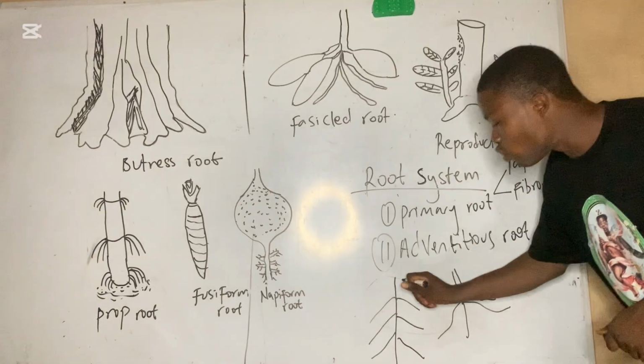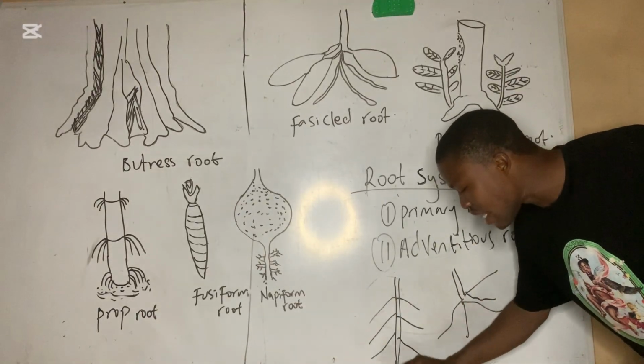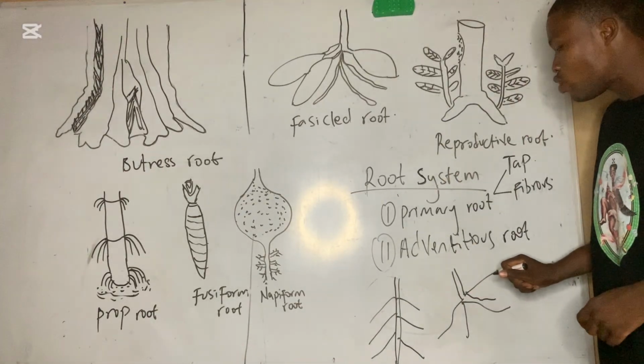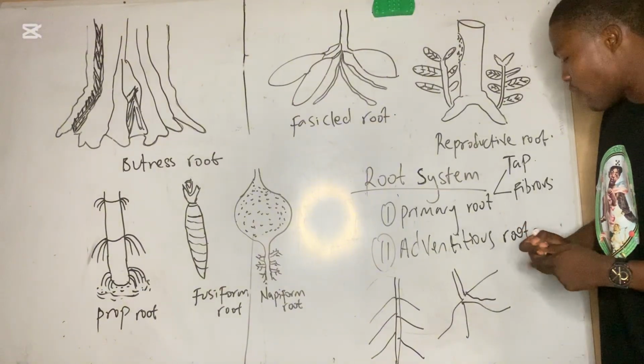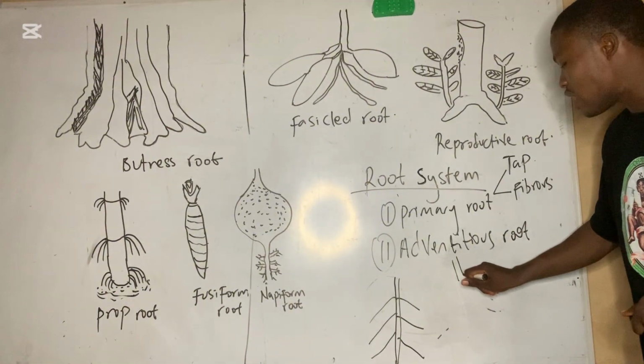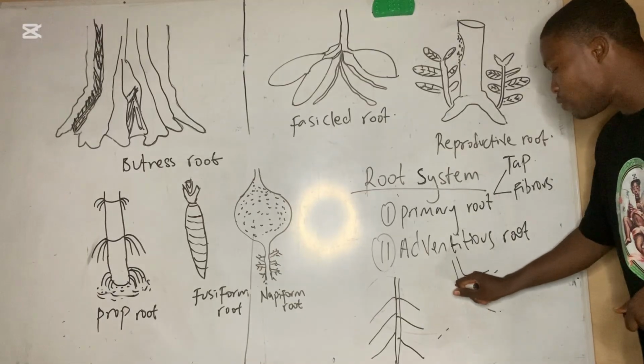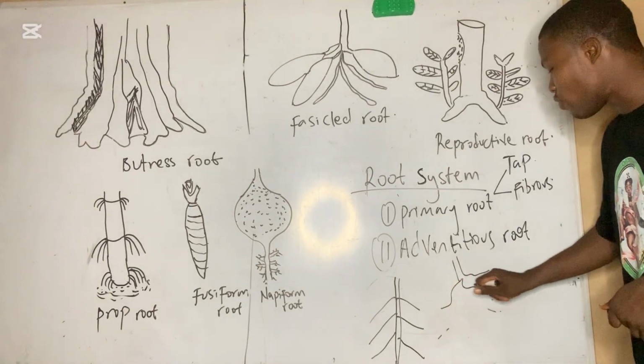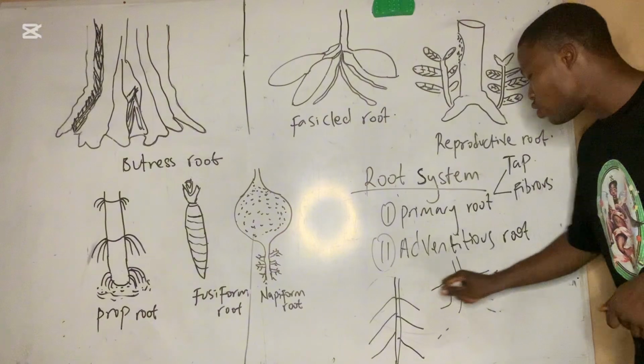So a taproot grows directly into the soil, while a fibrous root is a type of root in which the root gets to a point of growth. As it begins to grow, it branches off into many branches. Such roots are said to be fibrous.